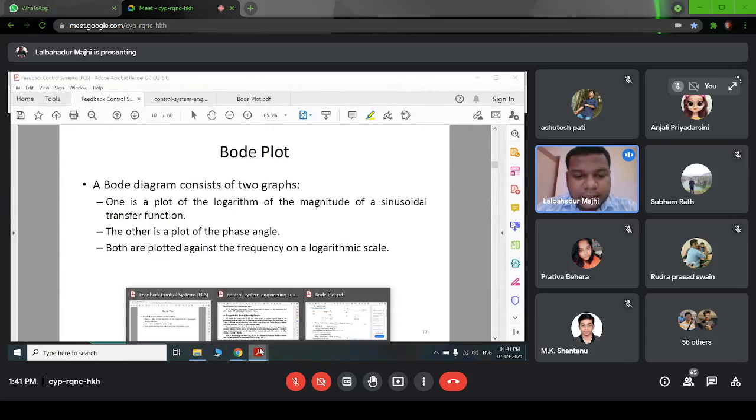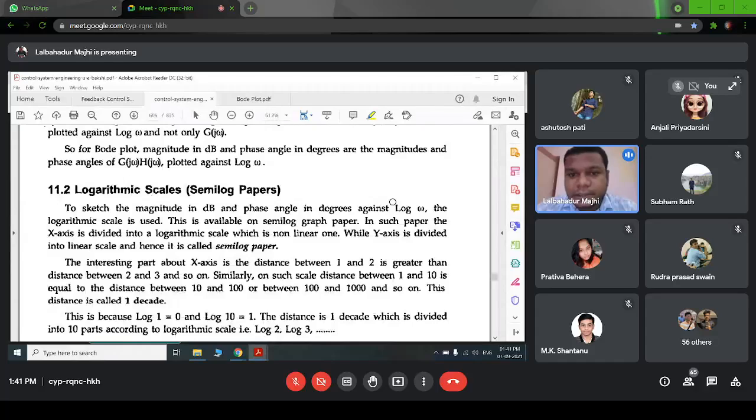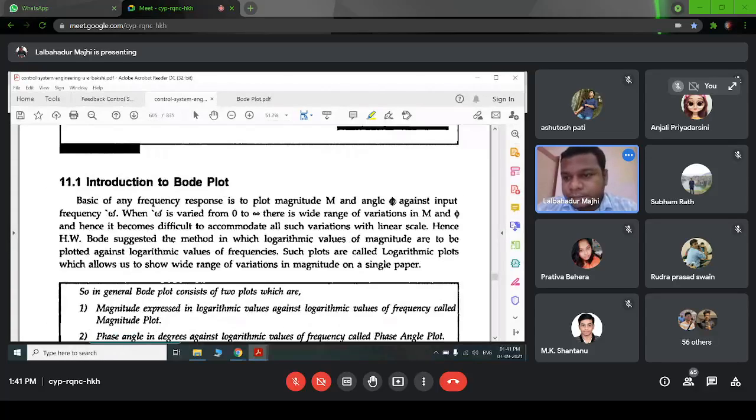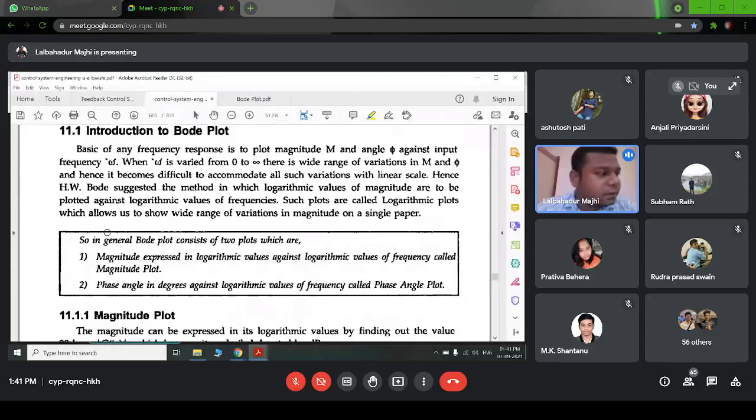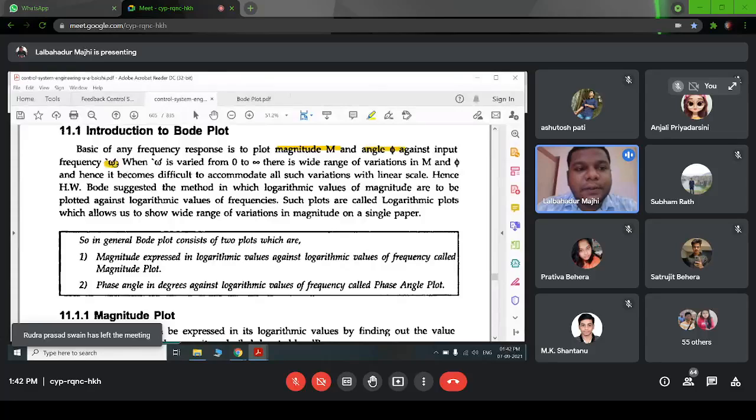So let's see the details given here. I will go slow here because the Bode plot is very important. The basis of any frequency response is to plot the magnitude M and the phase angle phi against the input frequency omega, right? So in this plot, we have to plot two plots.